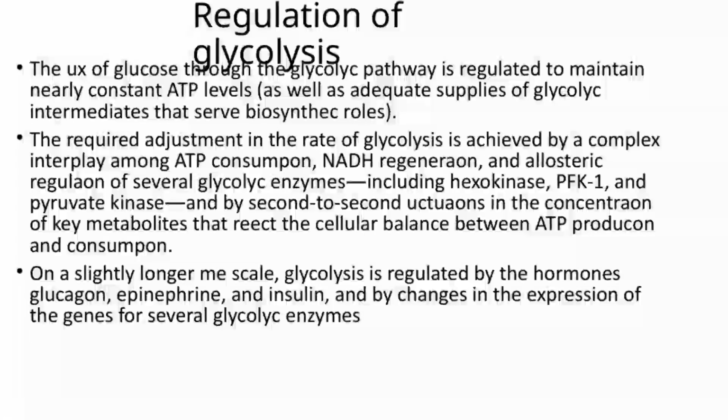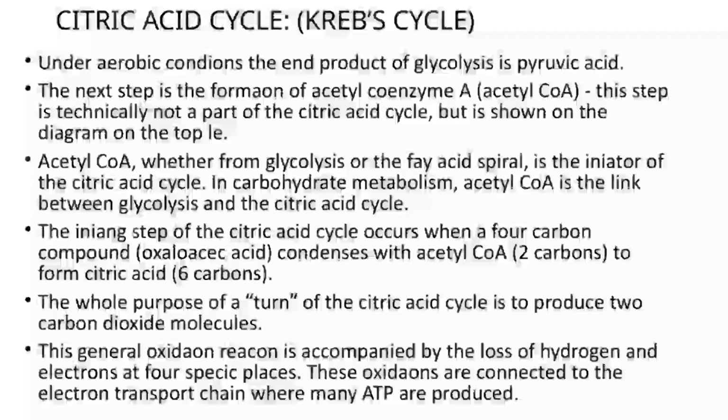Under aerobic conditions, the end product of glycolysis is pyruvic acid. The next step is the formation of acetyl coenzyme A, or acetyl-CoA. This step isn't technically part of the citric acid cycle itself, but you'll see it shown on diagrams to connect the processes. Acetyl-CoA, whether it comes from glycolysis or from the breakdown of fatty acids, is really the starting point for the citric acid cycle. Think of it as the bridge that links carbohydrate metabolism to the cycle.